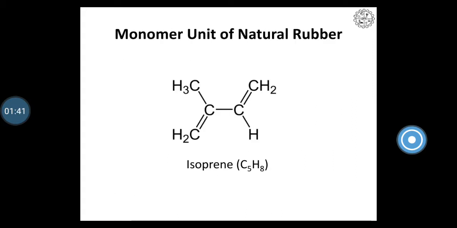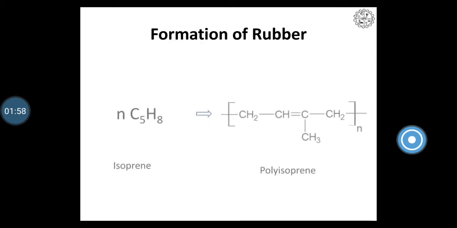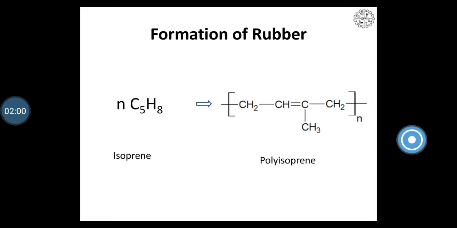This slide shows you the structure of the monomer unit of natural rubber, that is isoprene. In this structure, you can find there are two double bonds in the isoprene unit. This isoprene unit polymerizes to give polyisoprene. You can see the reaction in this slide.